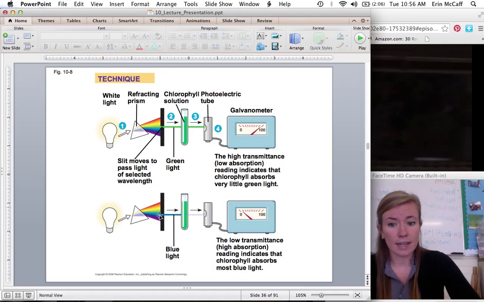That is very different than if we sent through, so chlorophyll absorbs blue light. So if we send blue light through, it's all going to get absorbed. None of it's going to come out on the other side. So we're going to see a very low transmittance or high absorption. So that means that it was all absorbed.